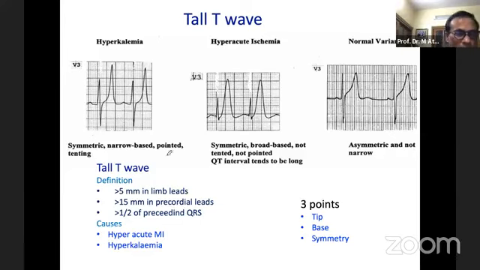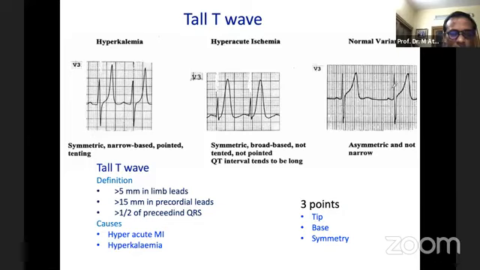The height of the T wave should be more than 5 millimeters in the limb leads, more than 15 millimeters in the precordial leads, or more than half of the preceding QRS amplitude, that is, more than 50% of the preceding QRS amplitude. If either of these criteria is fulfilled, that is a tall T wave. There are two examples of tall T waves: hyperkalemia and hyperacute ischemia.